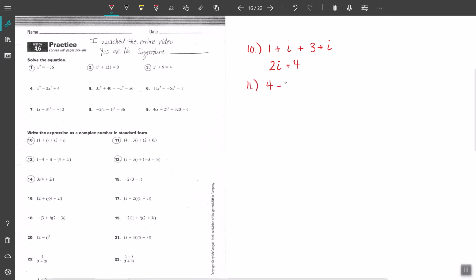On 11, same idea. We've got addition and subtraction only. So we can remove the parentheses. And in doing that, now we can add like terms. So we have two constants, a 4 and a 2, two whole real numbers, and then we have two imaginary units. We have a negative 3i and a positive 6i. These work the same way as just adding real numbers. You're going to subtract the 6 and the 3 because they have different signs, and you're going to take the sign of the higher one. And then don't forget the i there.